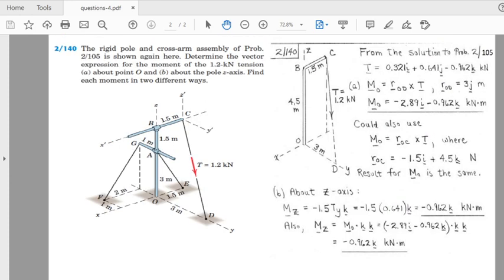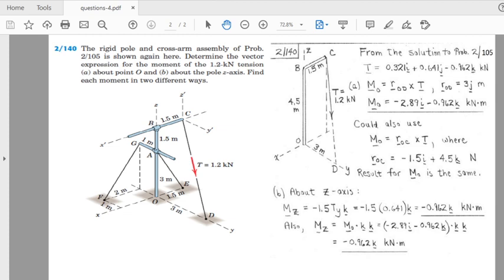This is problem 2/140. In this problem we have already written the force vector in problem 2/105. The rigid pole and cross arm assembly of problem 2/105 is shown again here. Determine the vector expression for the moment of the 1.2 kilonewton tension about point O. We have to first find the moment about point O.